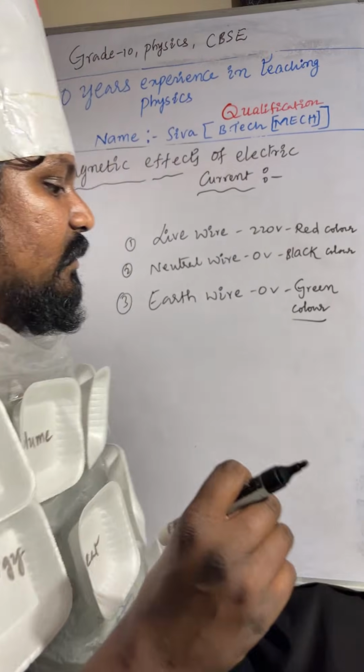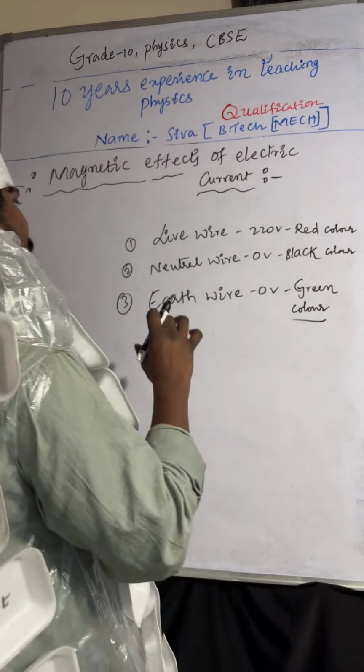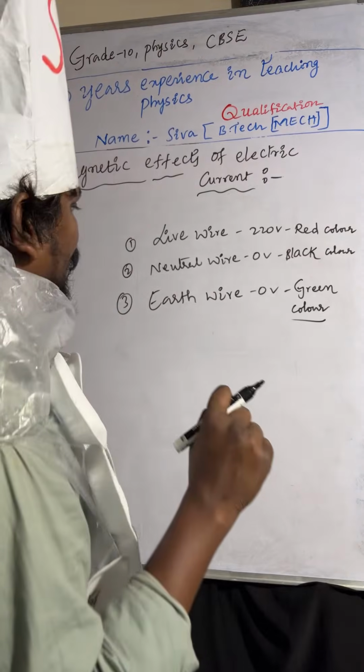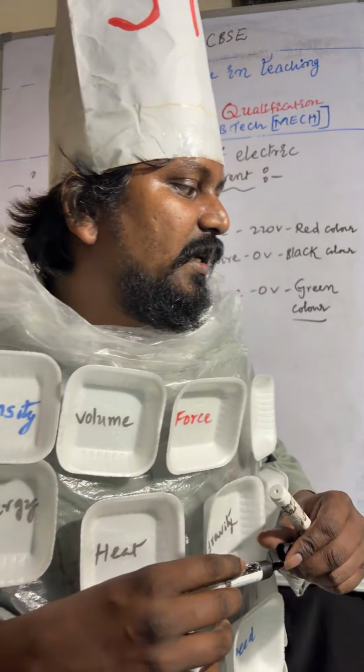So very important from the MCQ point of view. Make sure that you are learning all these points: live wire, neutral wire and earth wire. Clear? Okay. So I hope it is very clear. We discussed all the points.